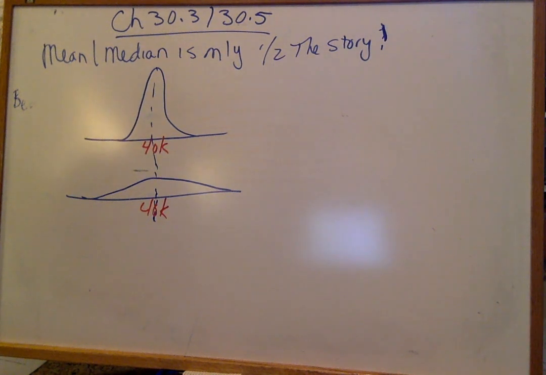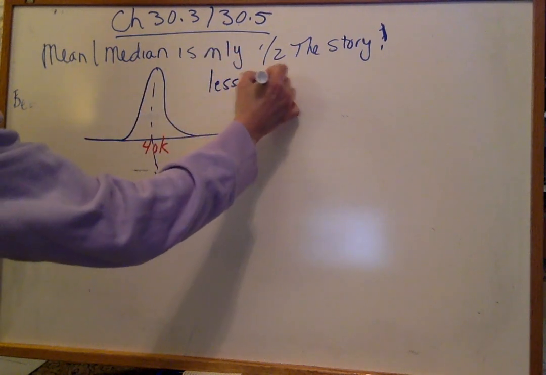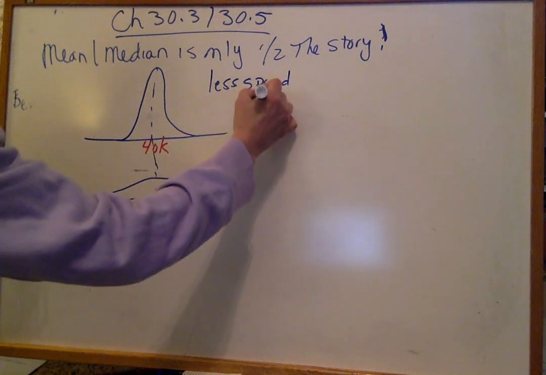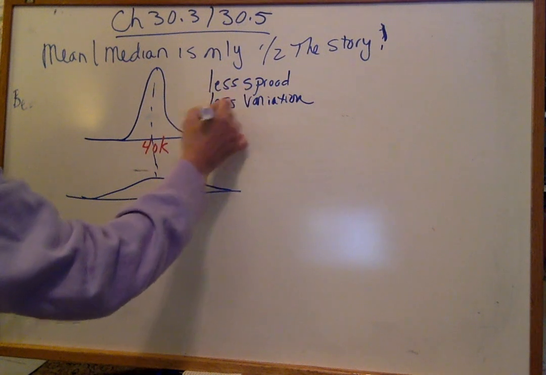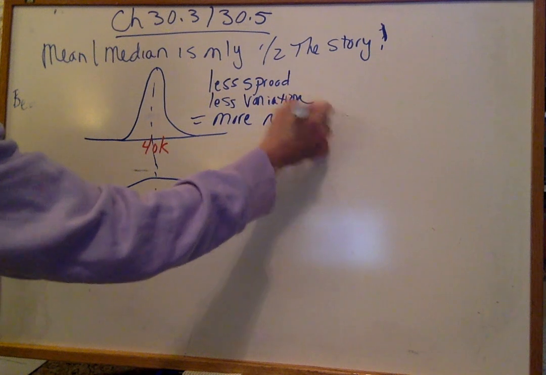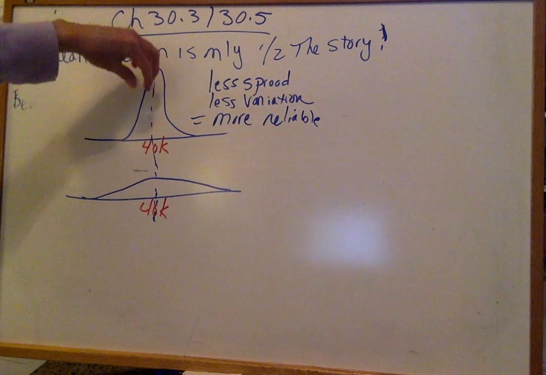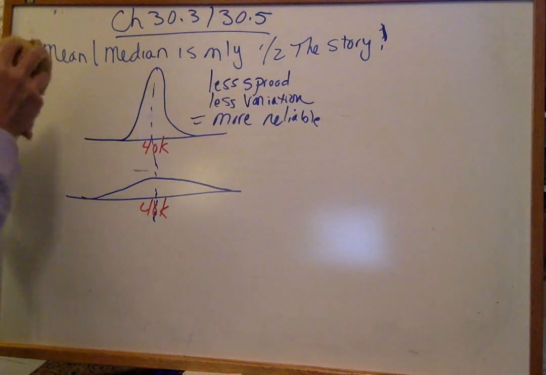So what are some words for this? The top picture has less spread, less variation, which means it's more reliable. So it doesn't matter that they had the same center. It's the spread that is as important as knowing what the center is. I'm going to erase.